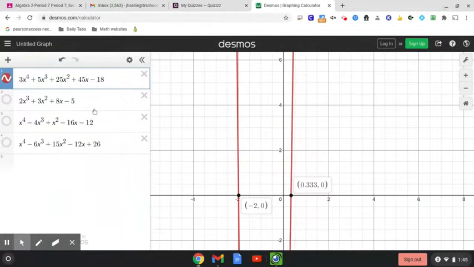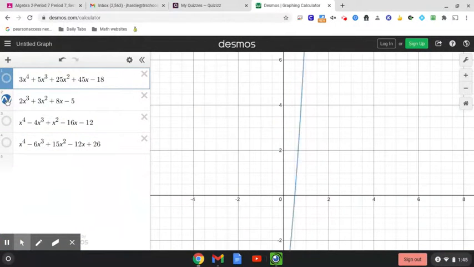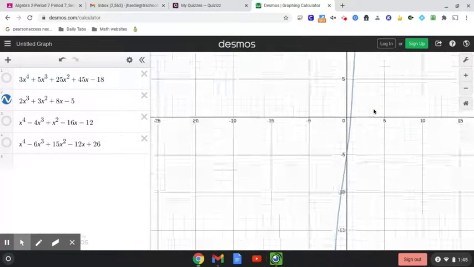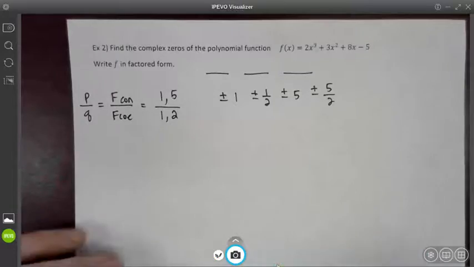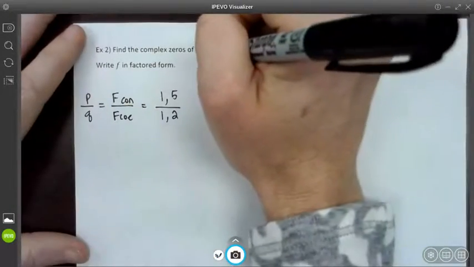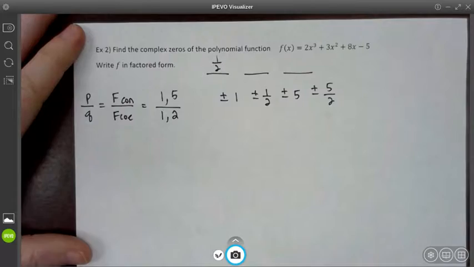All right, let me turn this one off. This one's graph, it looks like, here's the graph of it. It looks like it only crosses over one time when x is 0.5, 1/2. So it looks like 1/2 is going to be the one we're going to use. And that means since it doesn't cross over again, the remaining 2 zeros must be imaginary, right? So we know right now it looks like 1/2 is our guy, one of our zeros.